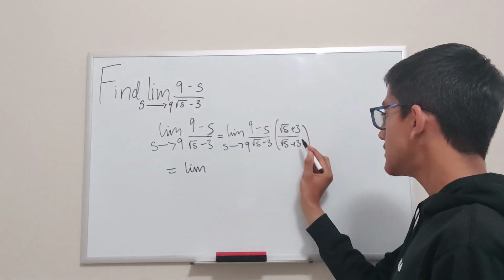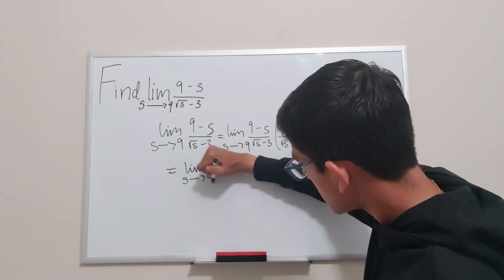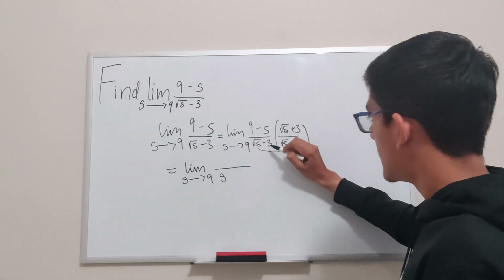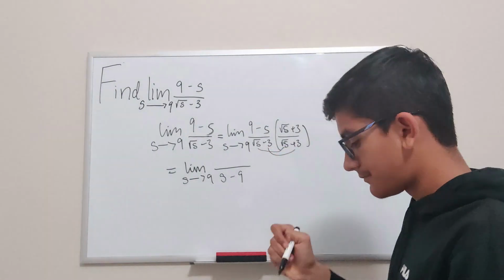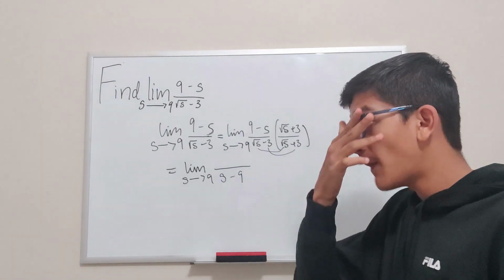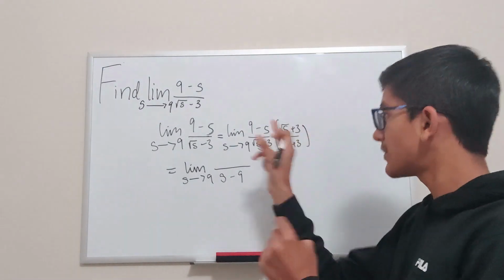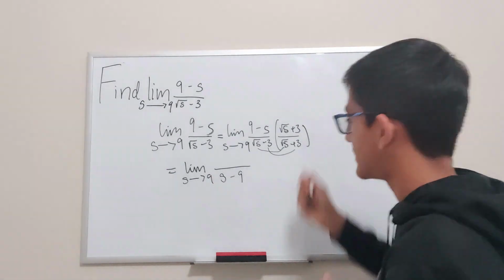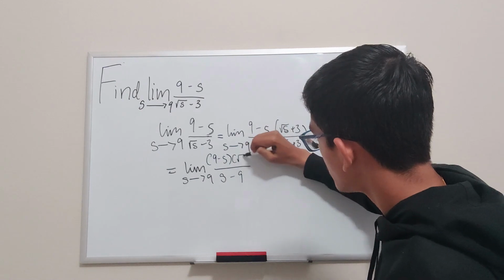This allows us to make this bottom part equal to root s times root s, which is s, and negative 3 times positive 3, which is negative 9. Then, on the top part, I would recommend in these types of problems where you're going to use your conjugate method to not multiply this out or distribute it, but just to keep it as it is. So you're going to leave it as 9 minus s times root s plus 3.